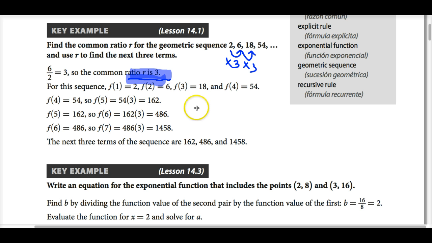And then if you want to find the next three numbers, what do you have to do? You just gotta keep multiplying by 3. So 54 times 3 is 162. Multiply by 3 again. Multiply by 3 again. So these are the next three terms. Okay, that has to go. So it's pretty simple. The first section, there's going to be one question that looks like that.